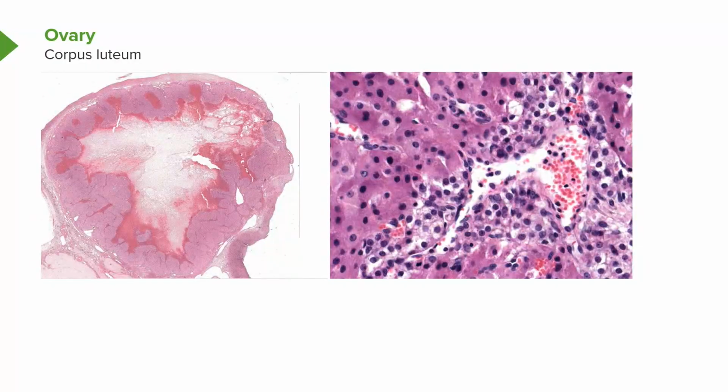The bluey, purply stained cells represent the previous granulosa cells of the follicle. We call them now granulosa lutein cells. The very paler stained cells you see represent cells from the theca interna that have invaded into the developing corpus luteum from the ruptured follicle. They're called the theca lutein cells. So you have theca lutein cells and granulosa lutein cells.